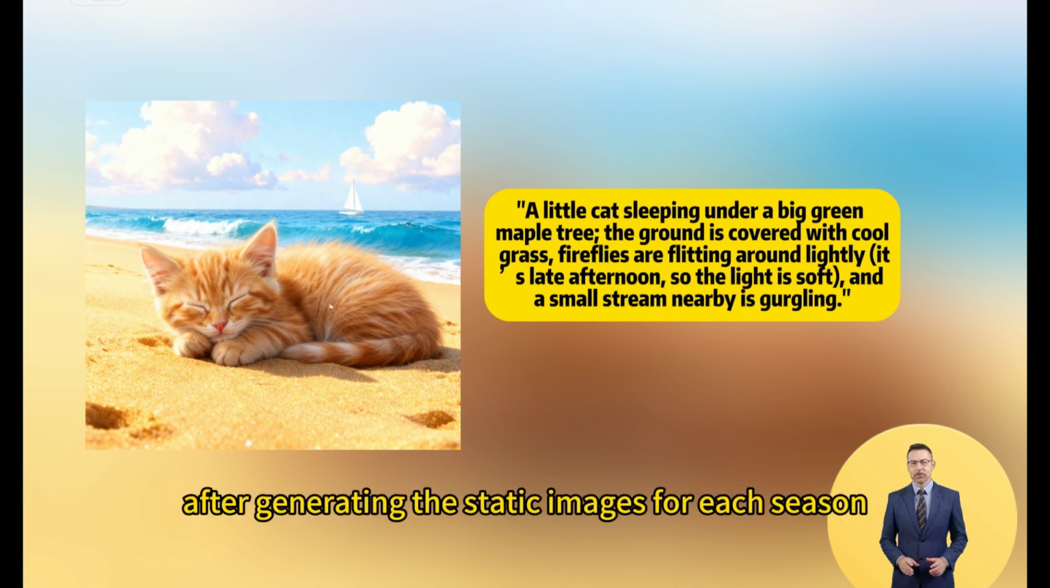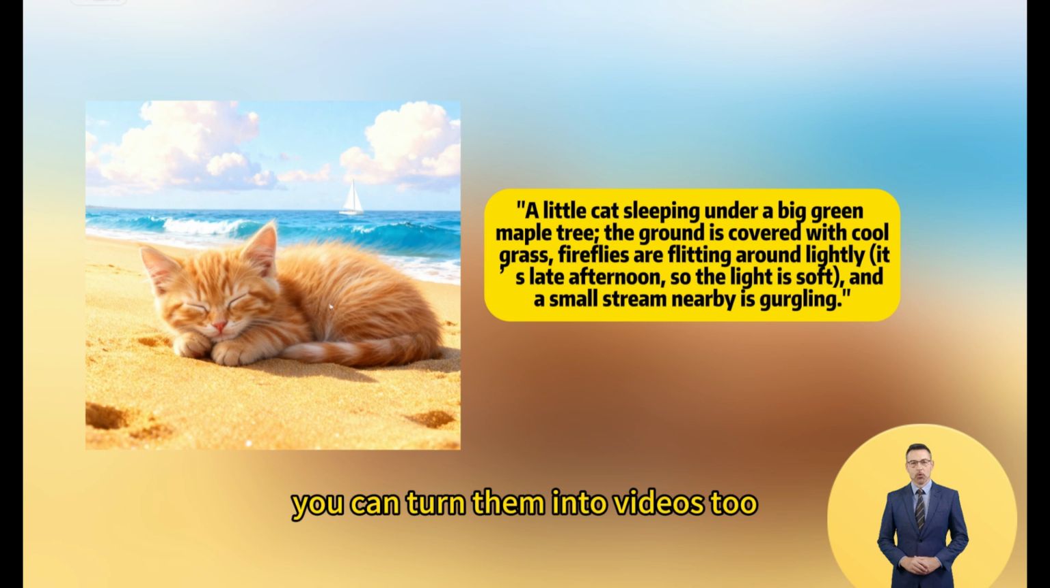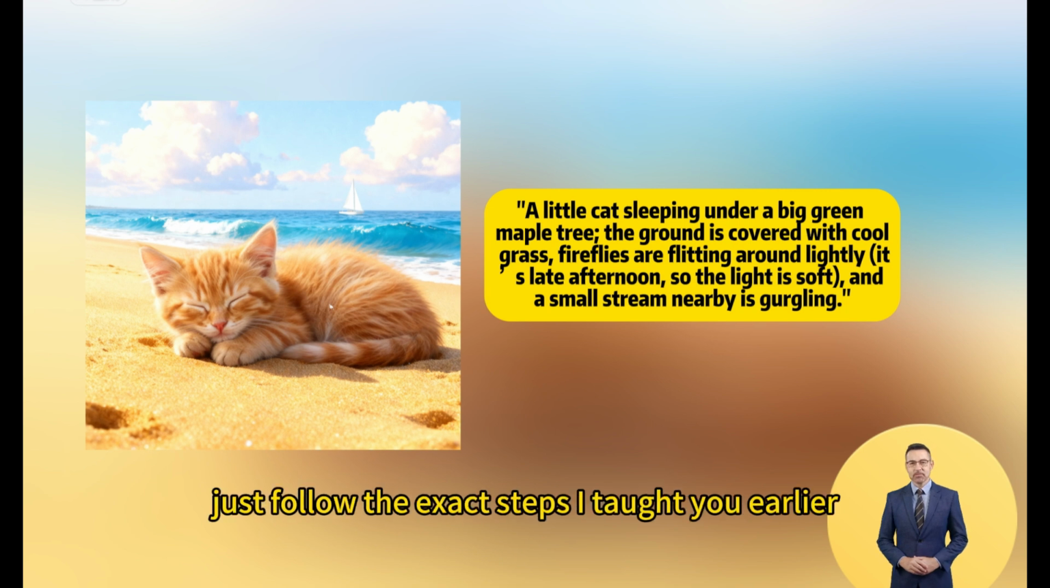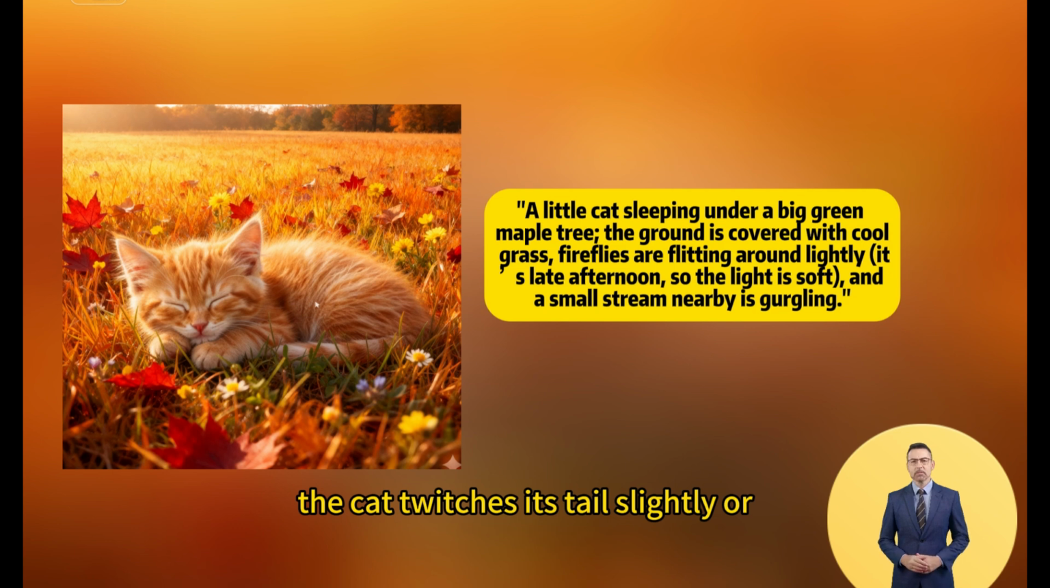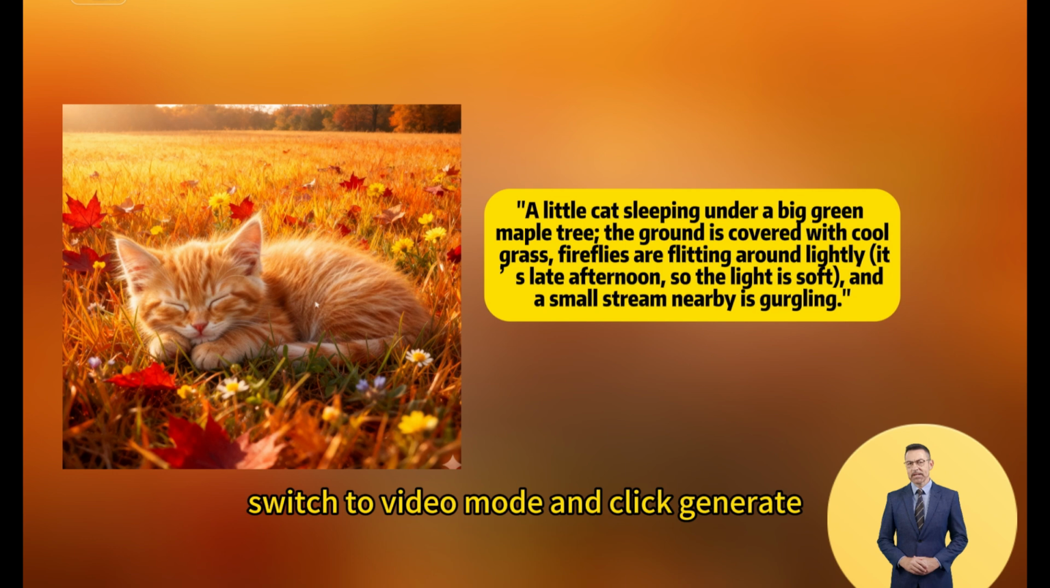After generating the static images for each season, you can turn them into videos too. Just follow the exact steps I taught you earlier. Upload the season-specific cat image. Add a prompt about small movements, like, the cat twitches its tail slightly, or, the cat stretches a little. Switch to Video mode, and click Generate. You'll get a dynamic season-themed cat video in no time.